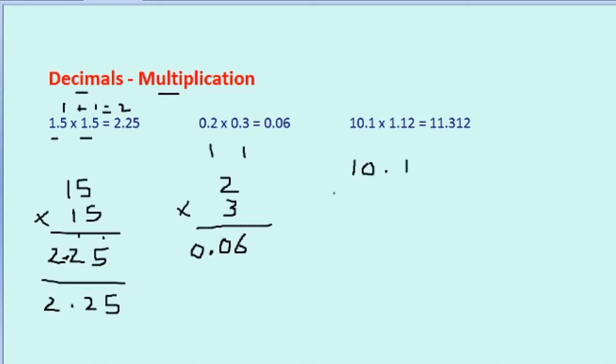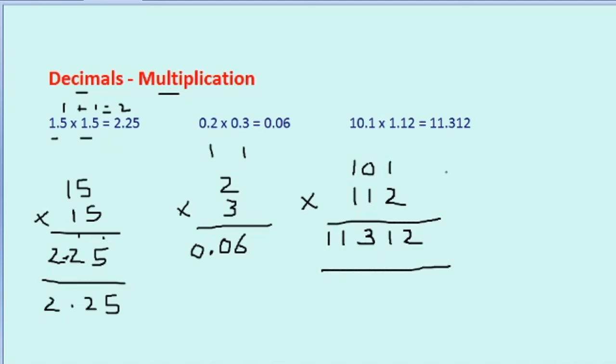10.1 into 1.12. These are our numbers. So what we do? We skip the decimal points. We will write 10.1 as 101 and 1.12 as 112. Now do the multiplication. If you do the multiplication, the answer will be 11,312. After that, what do we have to do?